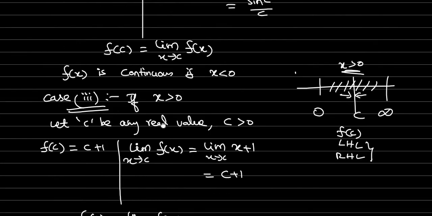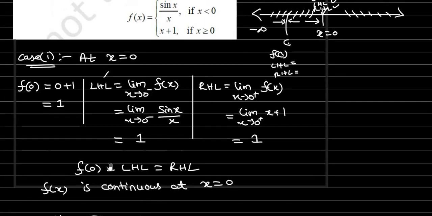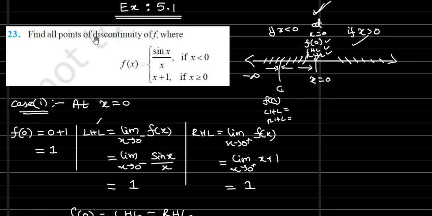Okay, so the question is demanding us to find all points of discontinuity. They're asking us at which point the function is getting discontinuous. They're asking us to find out. That means there is no point of discontinuity here for this given f of x.